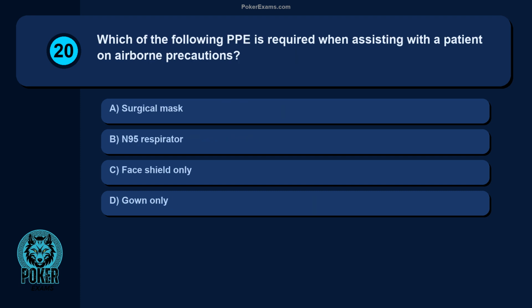Question 20. Which of the following PPE is required when assisting with a patient on airborne precautions? Surgical mask. N95 respirator. Face shield only. Gown only.